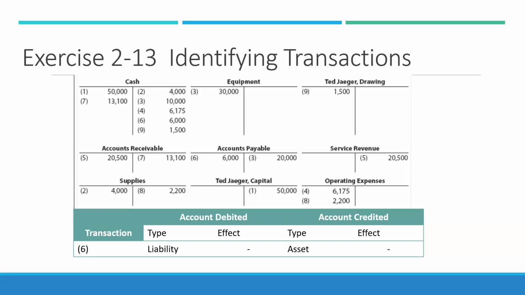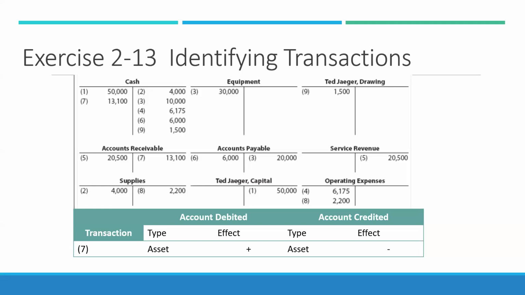Okay. Then here, 6, cash went down 6,000 and accounts payable was debited or also went down 6,000. What happened here? They paid off an accounts payable. Excellent. Do you see, this is why I like accounting. It really does make sense.